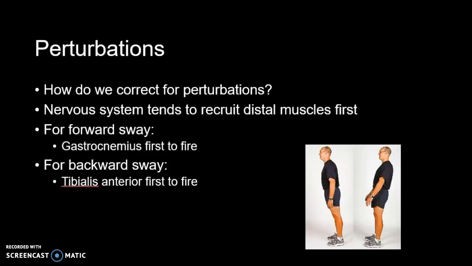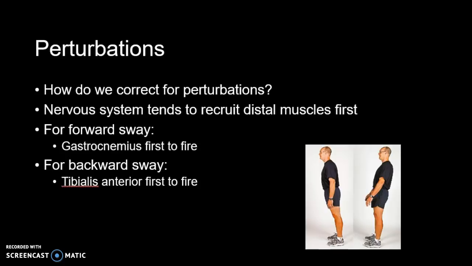So let's start digging into a little bit of research where we're going to be looking at some perturbations and knocking people off balance. To start, perturbation. How do we correct a perturbation, or basically a stumble? The nervous system tends to recruit distal muscles first. So for forward sway, the gastrocnemius will be the first to fire, because it's going to cause plantar flexion, which will bring the trunk back upright.